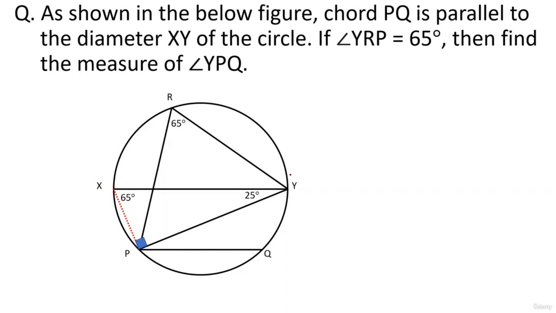But observe carefully, as per the question, guys, XY is parallel to PQ. So across transversal PY, the alternate angles should be the same, right? So if XYP is 25, how much will YPQ be? 25 degrees, and that's why your answer is 25 degrees. As simple as that.